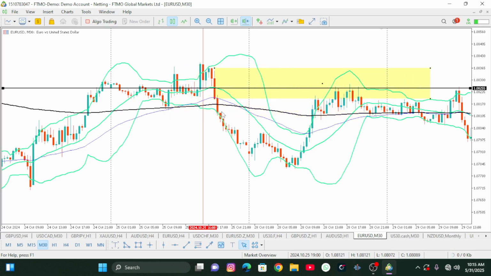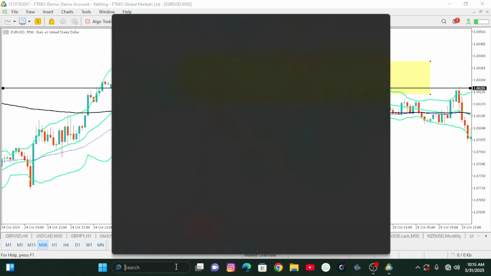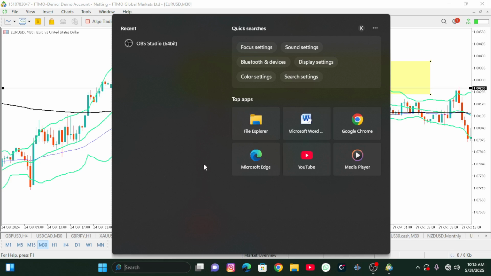If the distance from your entry point to the high of this double top would have been more than 30, then usually I use a stop loss of 30. But if you measure this region here, it's about 192 points, meaning it's a 19 pip move. Now a 19 pip move, let me bring up my calculator.